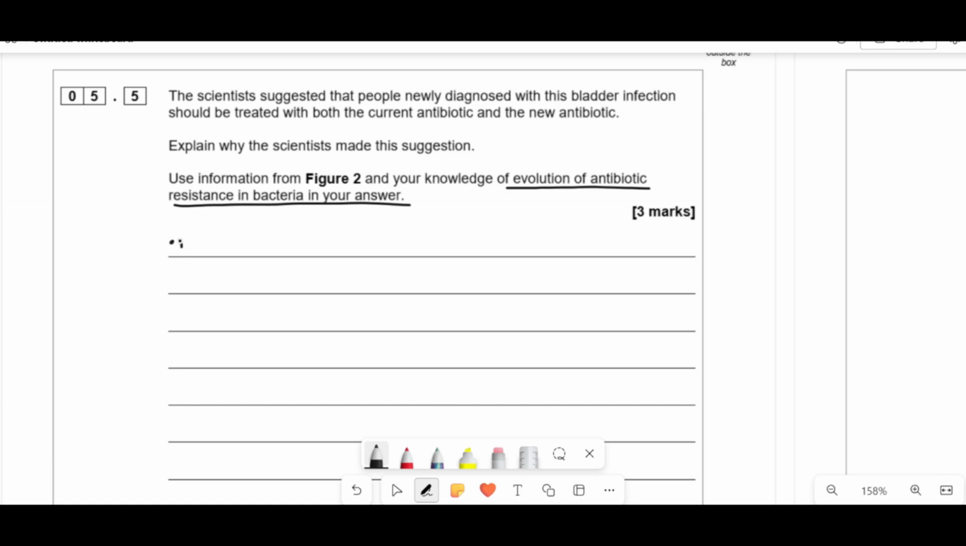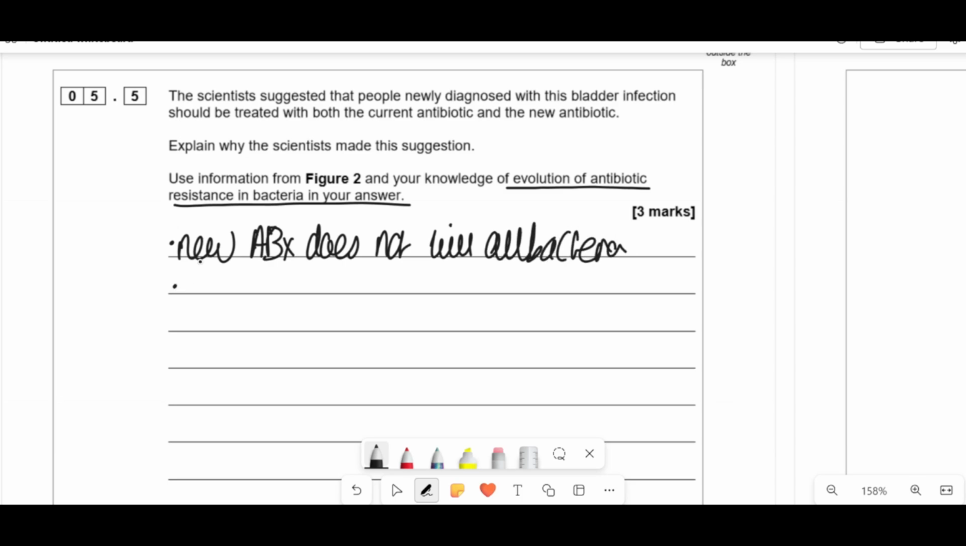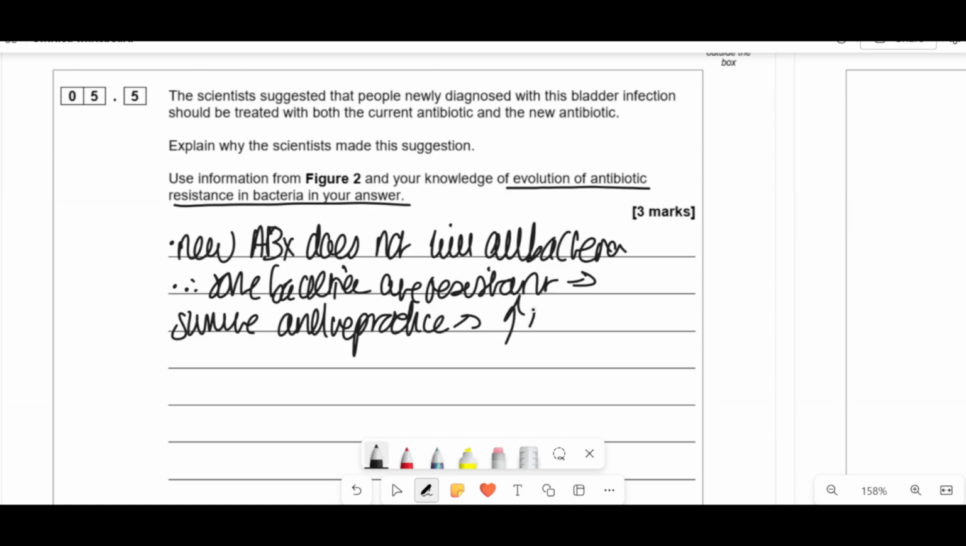So the first thing we can say immediately is that the new antibiotic, I'm going to write ABX for short, you write the whole thing, does not kill all bacteria. So that must mean that there's some resistance going on. So there must be, therefore, some bacteria that are resistant. We need to talk about the consequence of that. They're more likely to survive and reproduce. And that means you've got increasing resistant bacteria.